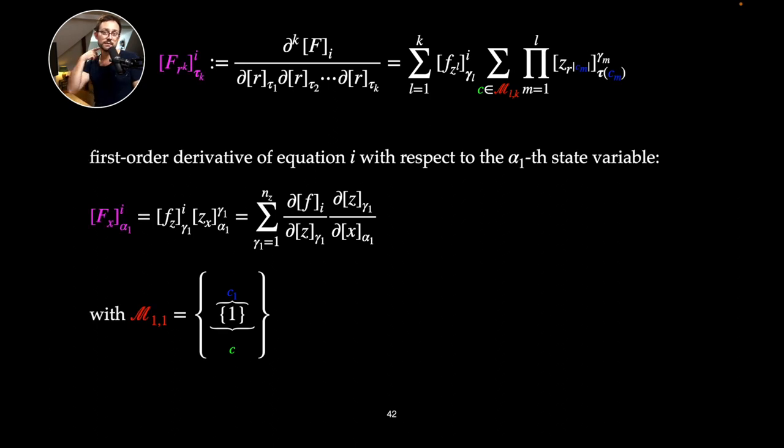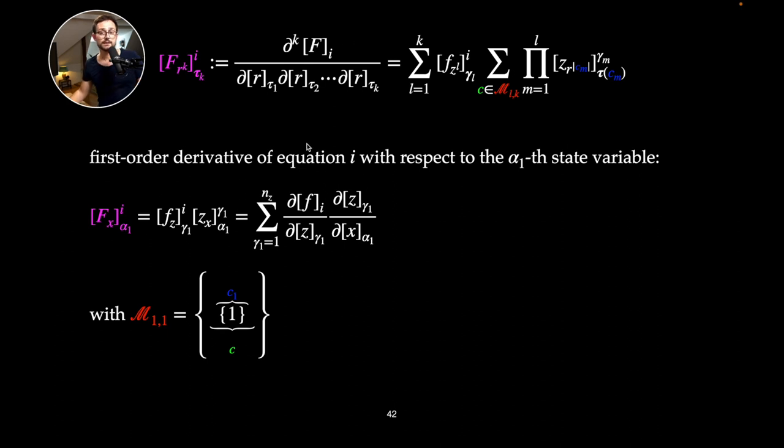So this is the general formula right here, and let's write down the first derivative of equation i with respect to the alpha 1th state variable. So for instance, you have a DSGE model with three equations, and the second equation is the capital accumulation equation. I want you to take the derivative of the capital accumulation equation with respect to the previous capital stock. And this is just a number, right? And I want you to store this number into this object right here.